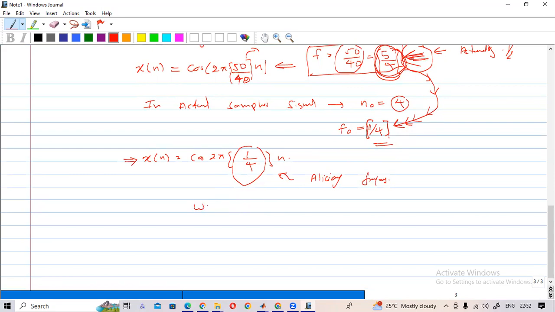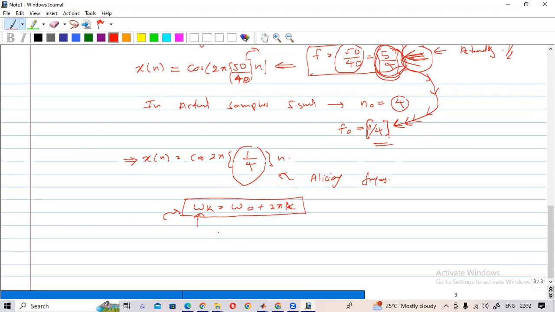I told you that omega k is equal to omega naught plus 2πk. We have this identity, I have shown you here. This omega k is the normalized angular frequency, and this omega naught is called the fundamental angular frequency, and this k will be an integer.